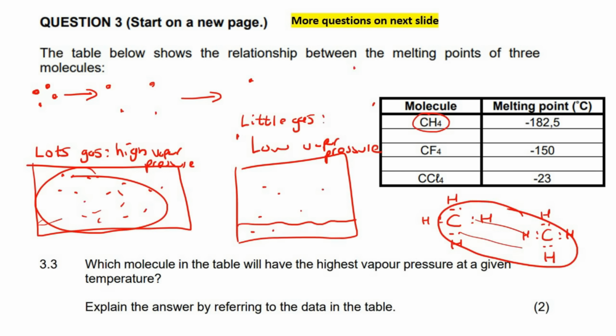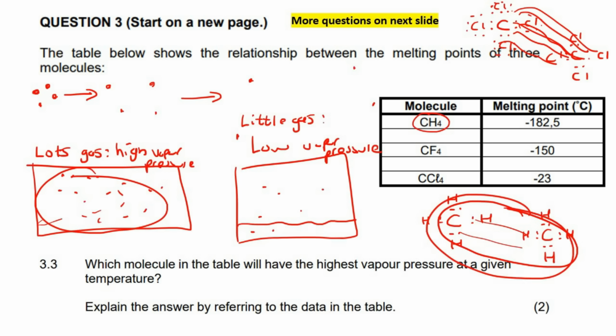Whereas, now don't worry, I'm not going to draw the whole thing, but if you have CF4 or CCl4 actually, and you had all those electrons, these ones are going to be very difficult to separate because there are so many temporary London forces happening. So, these ones are easy to separate. These ones are very difficult to separate.